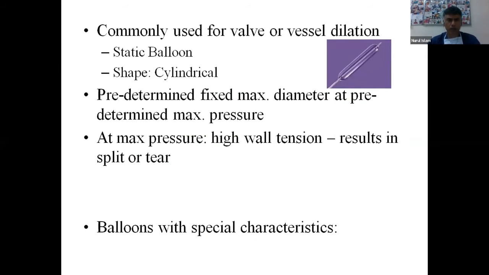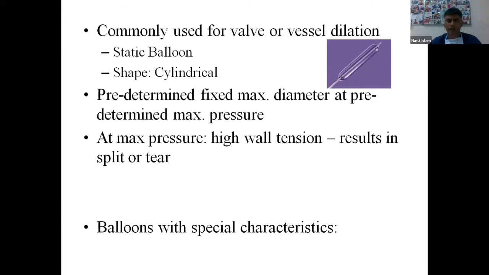So balloons we use normally for routine valve stenosis, blockage, or some stenosis in the big vessels. These balloons are normally called static balloons, and the shape is cylindrical. The special characteristic of the balloons is that they have a predetermined diameter, which comes only after full inflation at the recommended highest pressure. And this pressure creates high wall tension, which causes a split or tear in the intima or the valve commissure and opens the blockage.